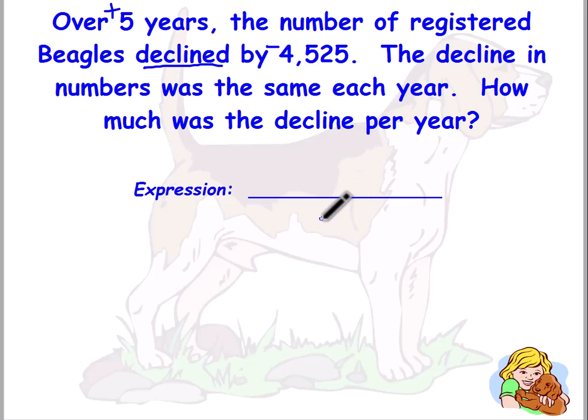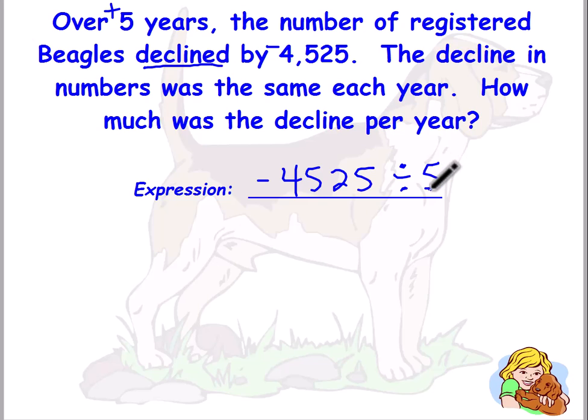Okay, are we multiplying or are we dividing? Well, it says it was the same each year, and we want to know how much per year. So that means we're not multiplying. We want to know how much for each of the 5 years. So we are dividing it. So the expression would be negative 4,525, and we're dividing that by 5.